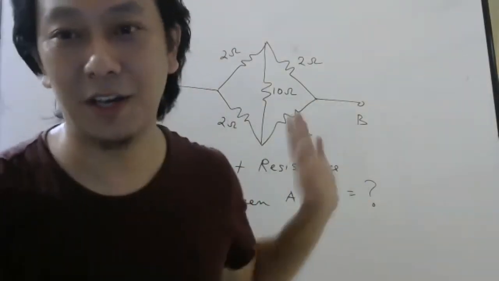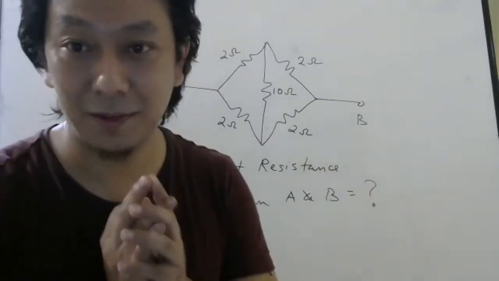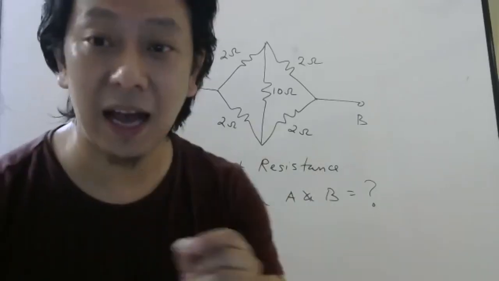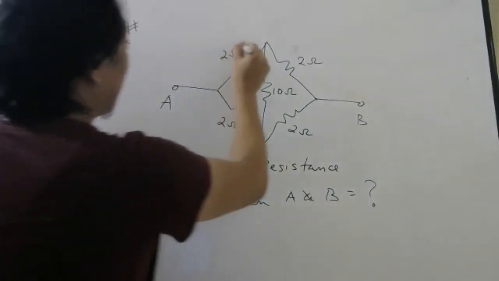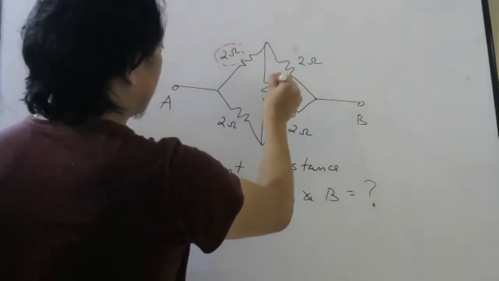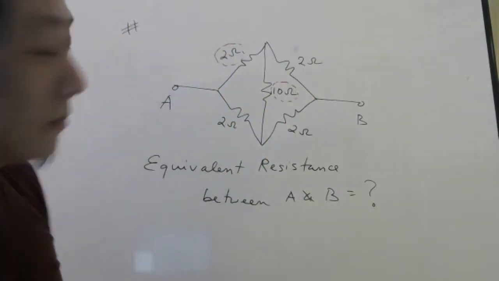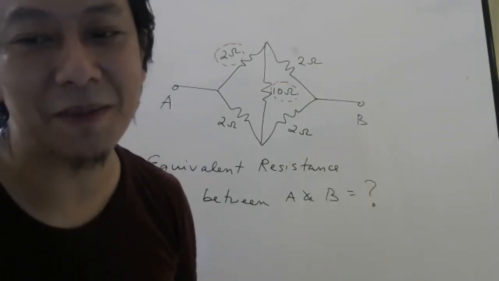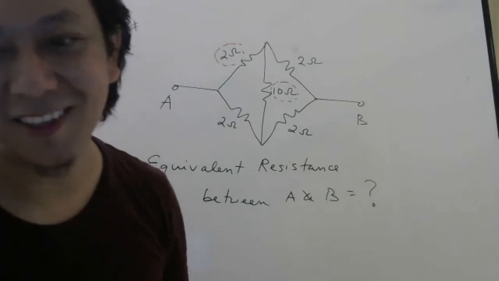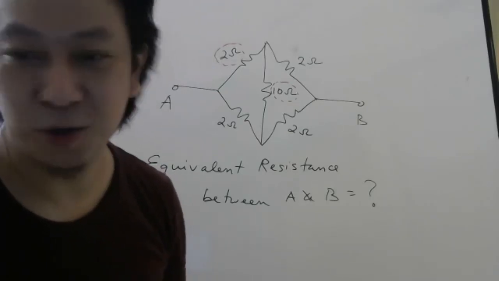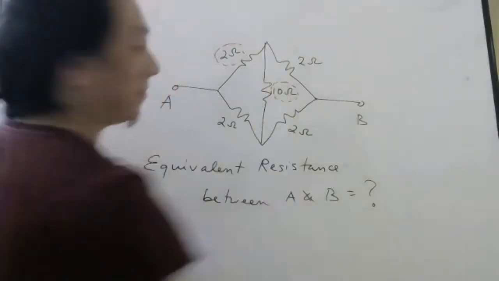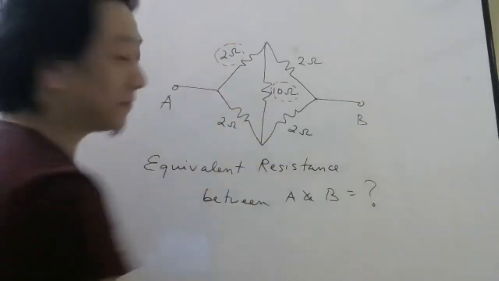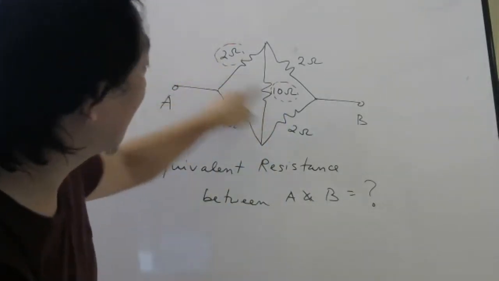We cannot solve it with the present knowledge, whatever I've given to you till now. Let us ask why. Can I say this and this are in series? Can I say yes or no? Fast, fast. No, we cannot say, because there is a junction in the middle. Current will divide. Can I say these two are in parallel? Can I say they are in parallel?